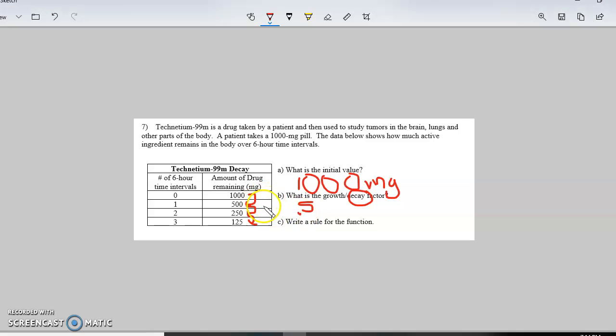So that's what I would be multiplying by every time I go down. I could also say a half. 50% would need to be expressed as a decimal or a fraction. So for a rule, I start at 1,000. That is my A, my initial value. I'm going to multiply that by my B, which would be 0.5. That's my common ratio. And I have my exponent. That would be my rule for this function.